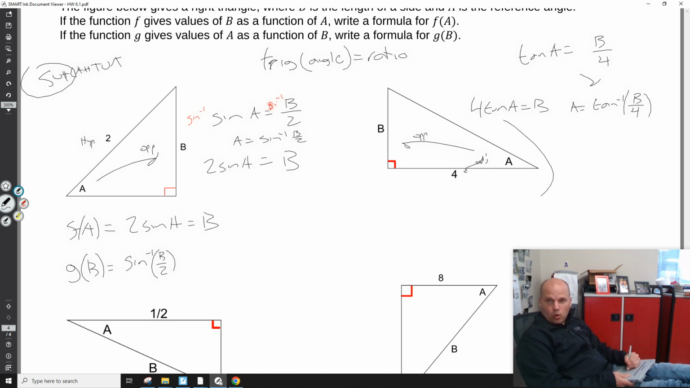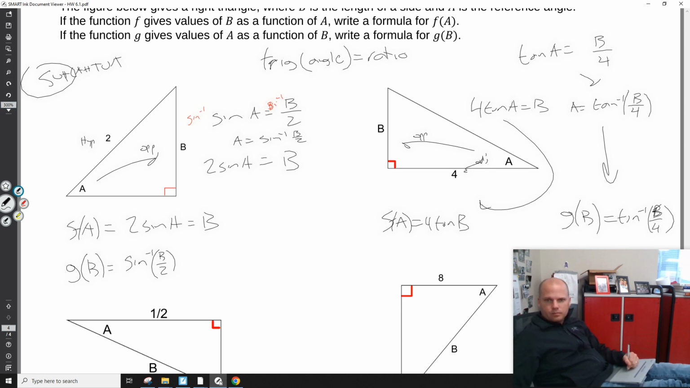So this one is our F of A that will output B. This one is our G of B, or F inverse of B, which will output A. Cool stuff.